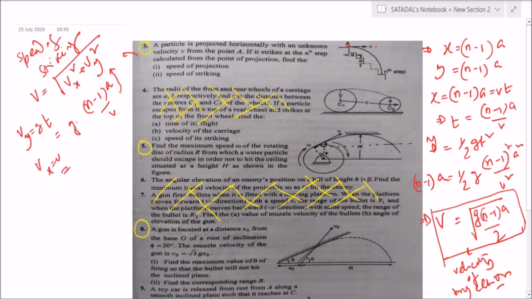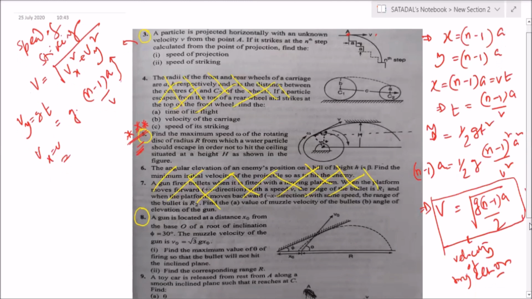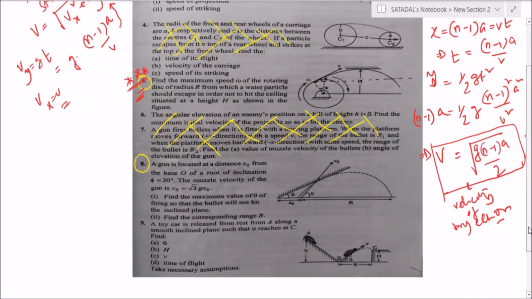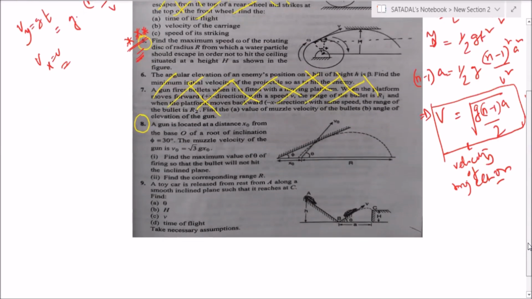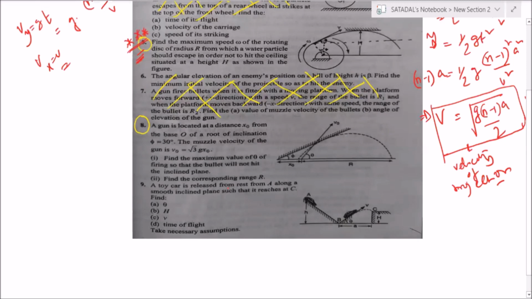Fine, everybody. Now the real challenge comes. Do this one. Challenge to everyone. Show your guts. Let's see who can solve this one. Question number 5.